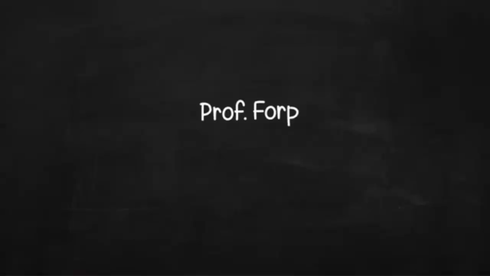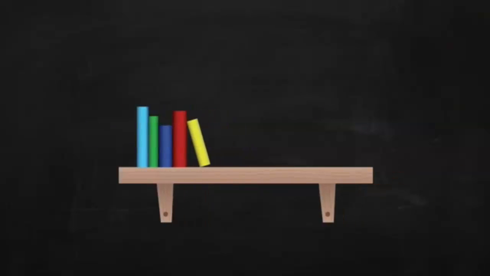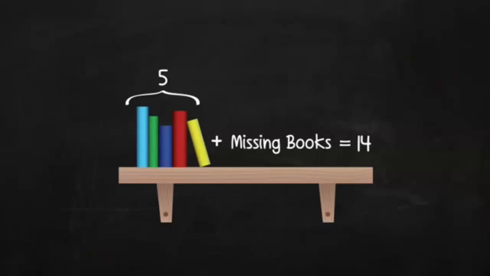Professor Fourbeer, are you ready for another exciting lesson? We are going to be talking about algebra, and I have several books with valuable information to share. Oh no, my algebra books are missing. Some scoundrel is trying to prevent me from teaching you algebra. There are only 5 books. Yes, 5 on my shelf. The total number of books on my shelf should equal 14. Where are my missing books? And how many are missing?